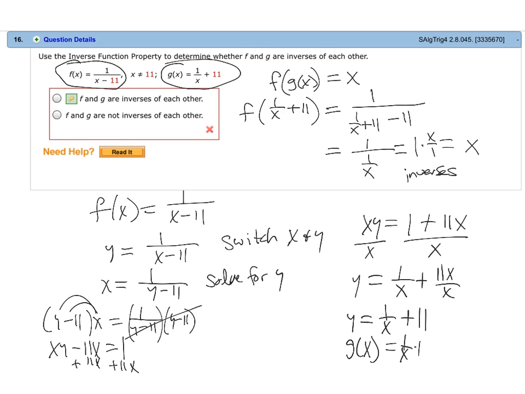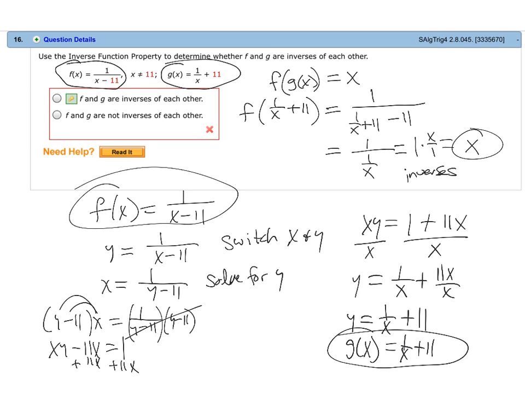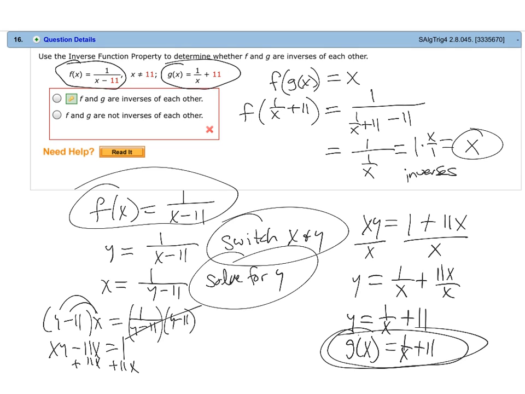So we have shown, using the inverse function property by composing the two functions and showing that it reduces to x, that these are inverses, but we have also gone through the process of starting with the function f, switching x and y, solving for y, and ending up with the function g.